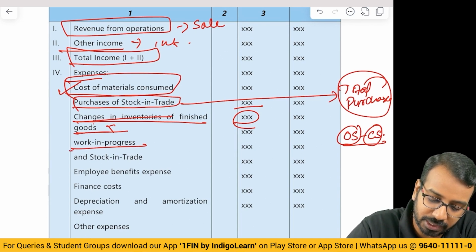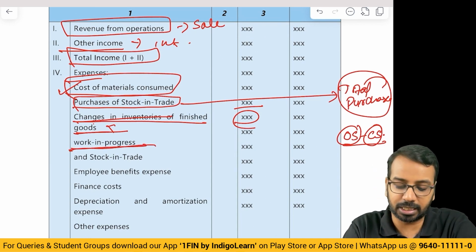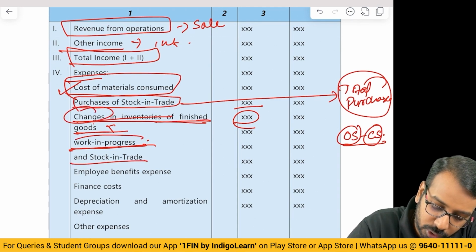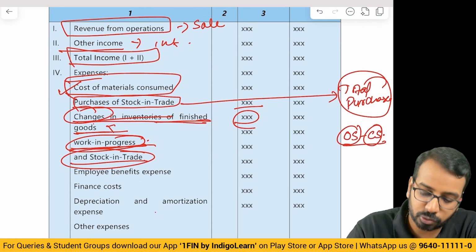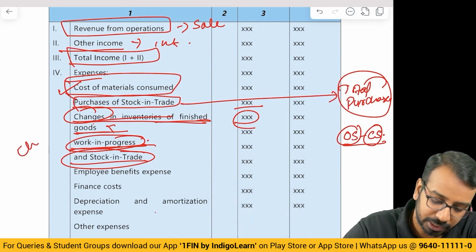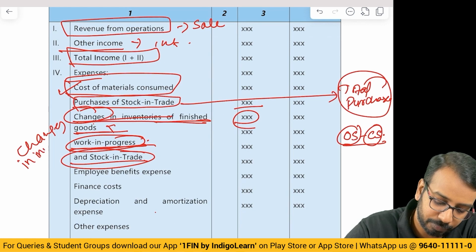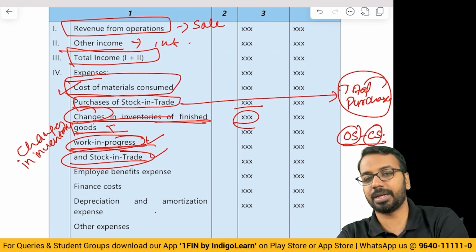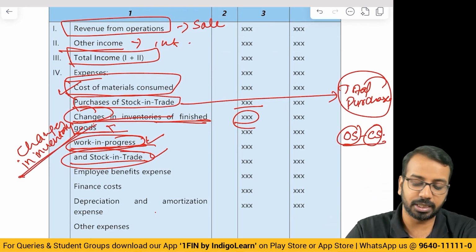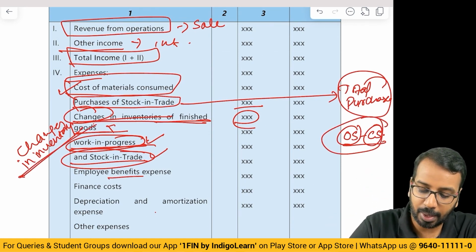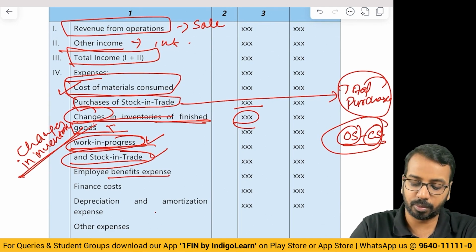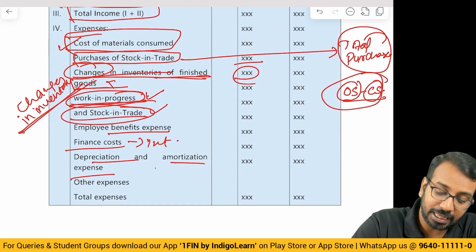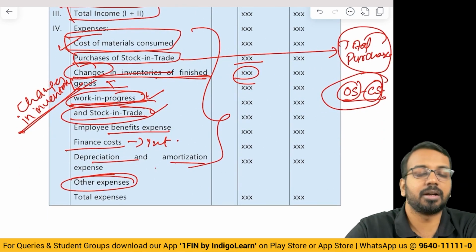Work in progress is basically any work which is still not yet completed, that you will show here. And stock in trade. So changes of finished goods, work in progress and stock in trade, you will show here separately. Generally, if work in progress and stock in trade are given separately, you will do the separate calculation, but normally it will be changes in inventory, opening stock minus closing stock. Employee benefit expenses: salaries, gratuity, whatever is related to employee. Finance cost, interest, depreciation and amortization. And if any expense does not fit into these heads, everything will be classified under other expenses.